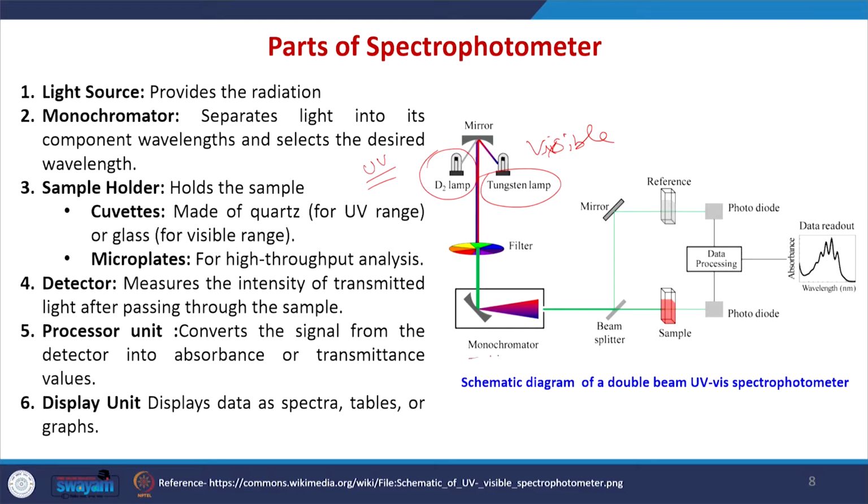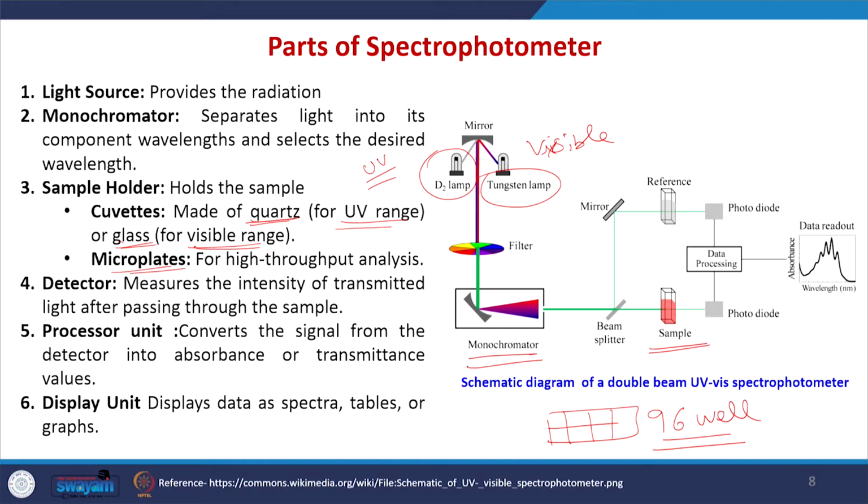And we have the monochromator, which separates the light into its component wavelengths and selects the desired wavelength. And here we have a sample holder which holds the sample. We can use the quartz cuvette if you want to measure your sample in the UV range, and you can use the glass cuvette for the visible range. And in some cases, we can also use microplates for high throughput analysis. For example, if you have multiple samples like a 96 well plate and you want to analyze all the samples simultaneously, for that we have to go for a microplate holder.